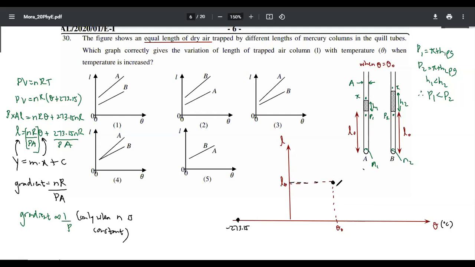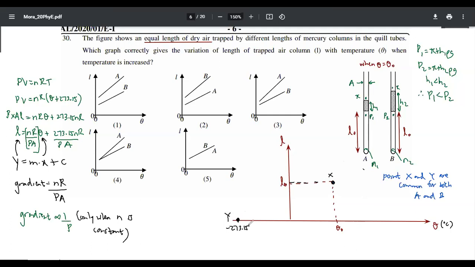I'll put X and I'll put Y. Points X and Y are common for both A and B. Why is that? I'll repeat. At temperature theta naught, which is the room temperature, they both have the same length. That's why I have marked this point. So this point is common for both the tubes. And this is common for any tube.